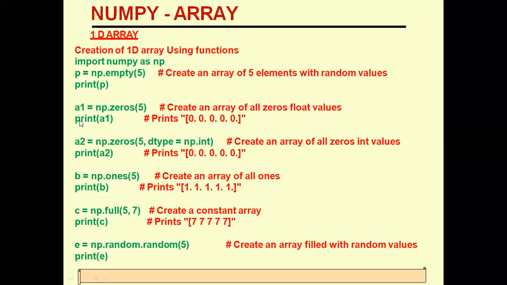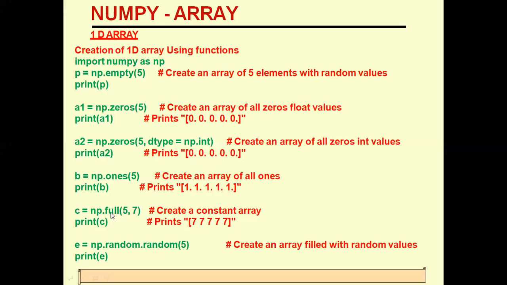So see here, it will display zeros and it will display ones. And now C equal np dot full, 5 comma 7. 5 times 7 will be printed, print full means all values will be displayed. Create a constant array. See here, C is a variable name, equal is an assignment operator, here np dot full.